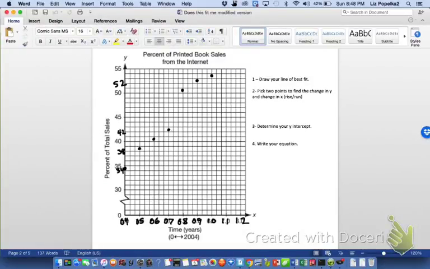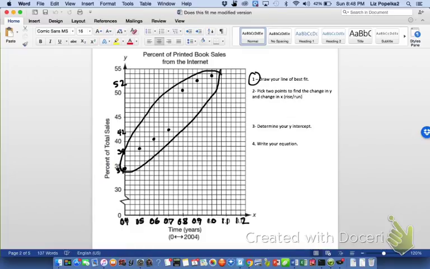Okay, so now that I've got my points in my scatter plot, it's time to follow the directions to find our line of best fit. So step one, find my line of best fit. The first thing I need to do is draw a circle around all of the points. And remember, this does not have to be perfect. This is really just estimating.